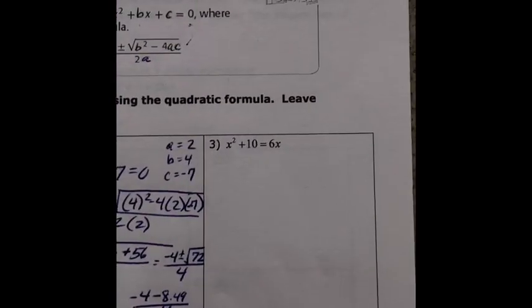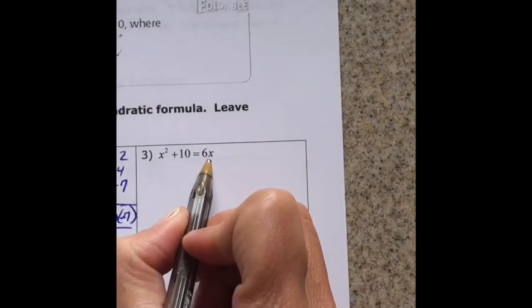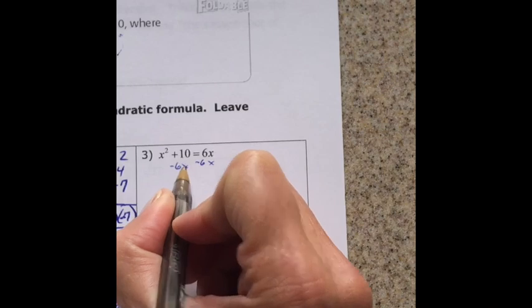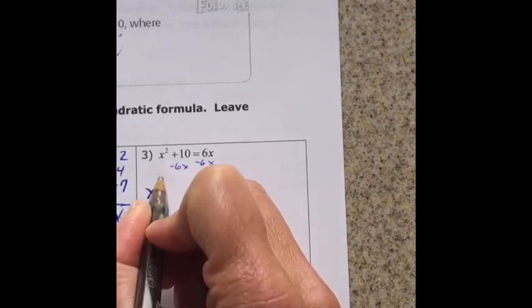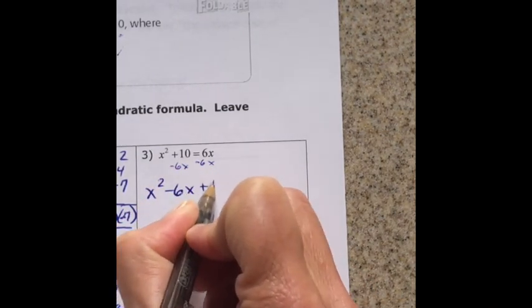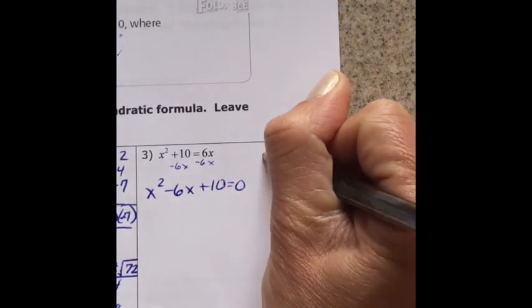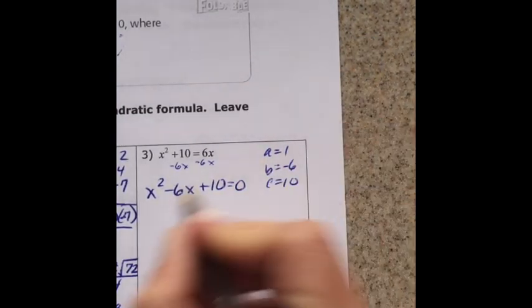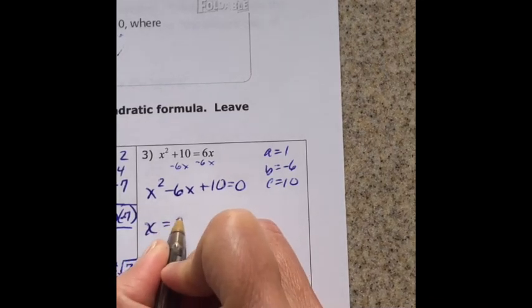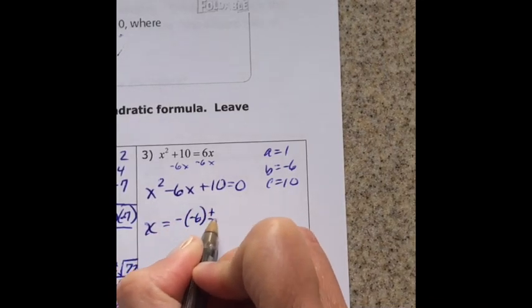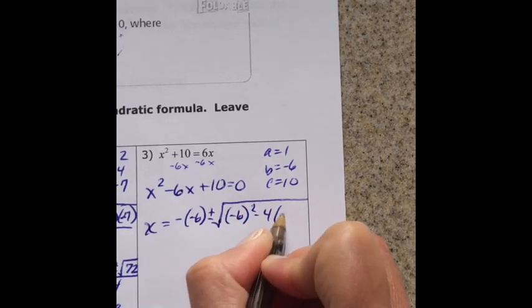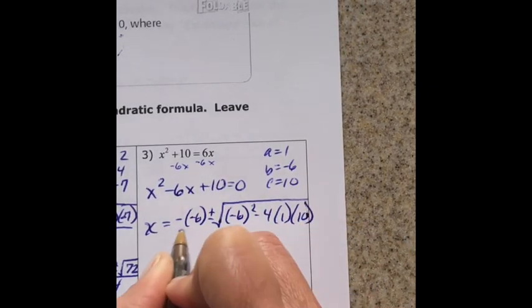Third problem, again, not equal to 0. So subtract 6x, and make sure you're putting it in the right order. It's the x term, so it goes in the middle. Negative 6x plus 10 equals 0. Pick out your A, pick out your B, pick out your C, plug them in. X equals opposite B plus or minus the square root b squared minus 4ac all over 2a.